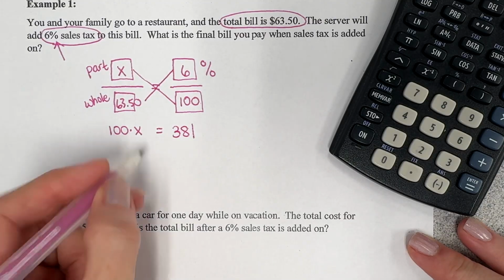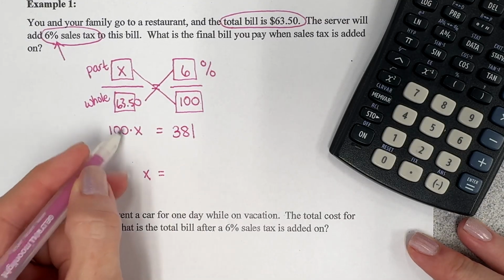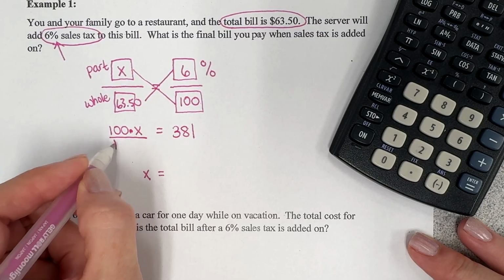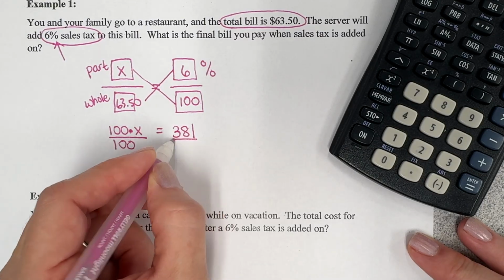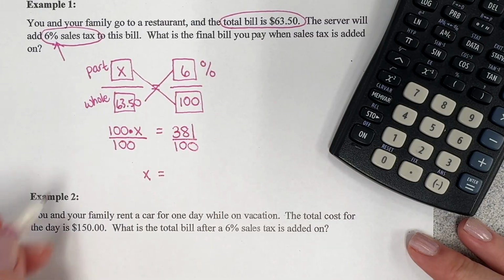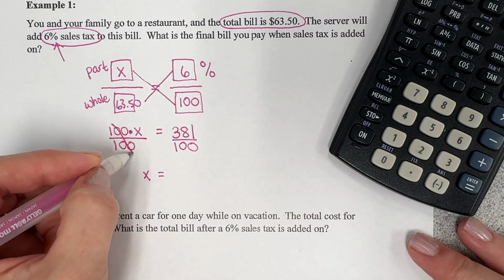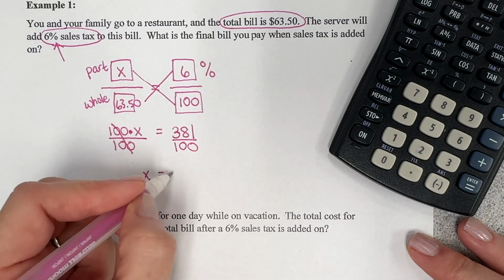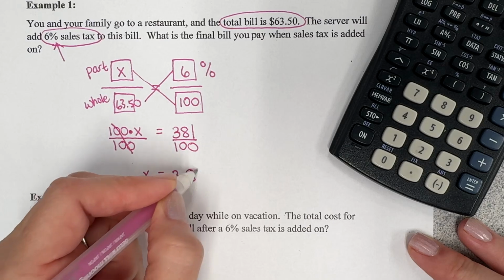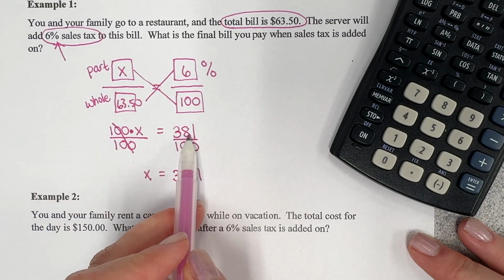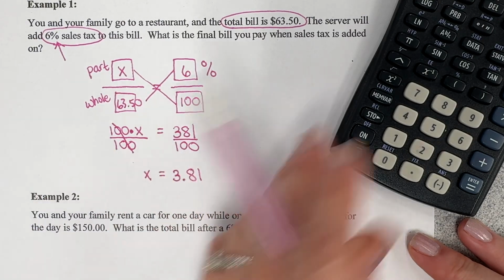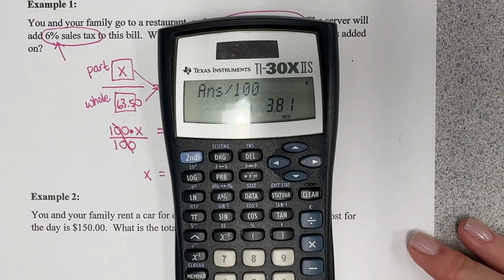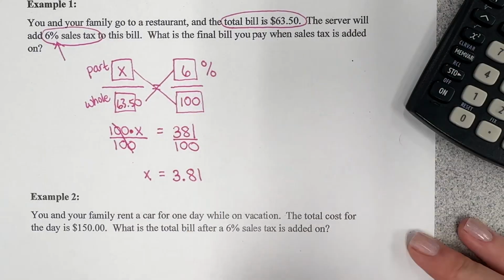Our next step, to get X by itself, we have to get rid of this 100. The opposite operation of multiplication is division. So I will divide by 100 on both sides of the equation. 100 divided by 100 is 1. X will float down. And 381 divided by 100 is 3.81. Because I move that decimal 2 scooches to the left because of the 2 zeros. You can also punch it on your calculator and you'll also see I get 3.81. Okay, so that's my X.